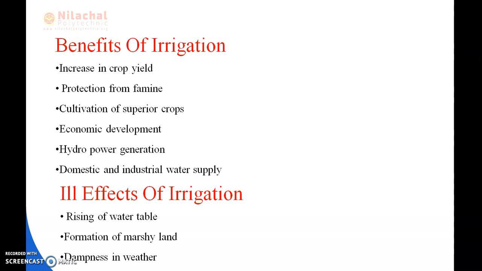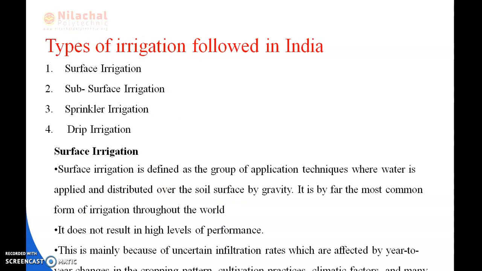First is increase in crop yield, protection from famine, cultivation of superior crops, economic development, hydropower generation, domestic and industrial water supply. What are the ill effects of irrigation? Rising of the water table, formation of marshy land, dampness in weather and loss of valuable lands. Next we will be reading about the types of irrigation that we follow in India. There are 4 types: surface irrigation, subsurface irrigation, sprinkler irrigation, drip irrigation.